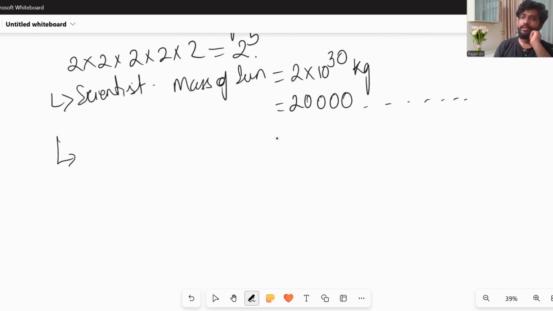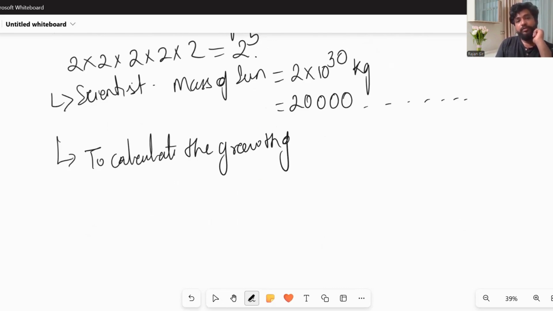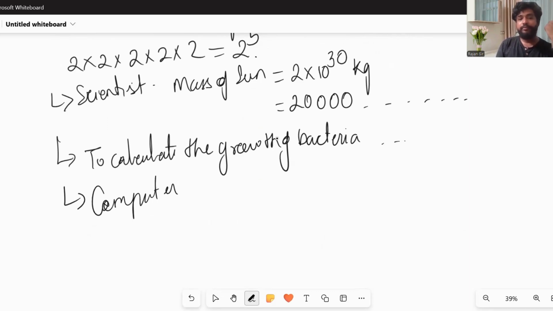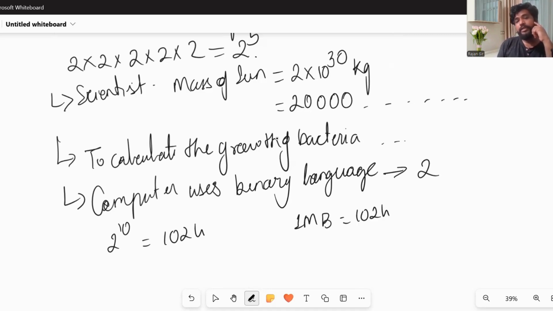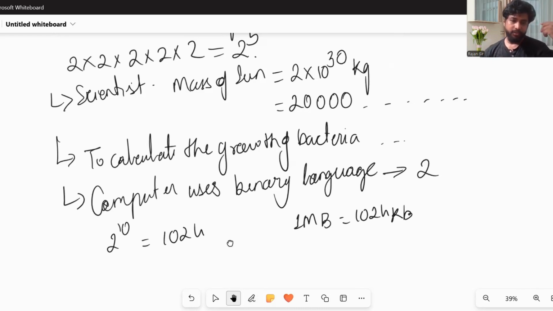Let me just tell you some other examples as well. We generally use it to calculate, let's say, the growth of bacteria or population of a city for a decade and other things as well. We also use it for computers. Computers basically use binary language, that is a language related to 2. So it uses 2 as the base. If you see 2 raised to 10, that is basically 1024. So 1 MB means 1024 KB. Okay. So kilobytes, megabytes, generally computers use everything in this particular format.